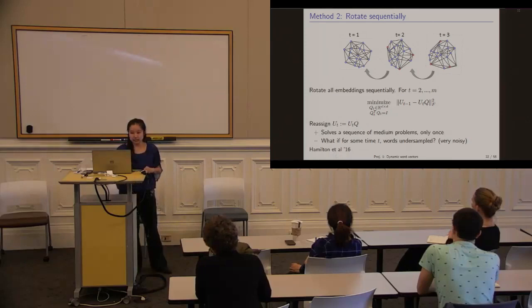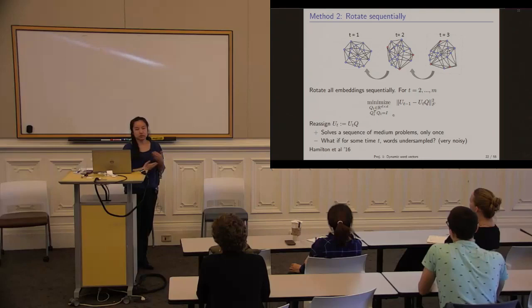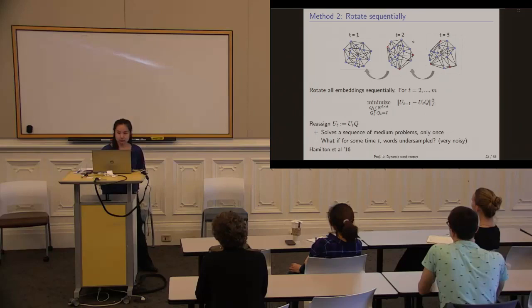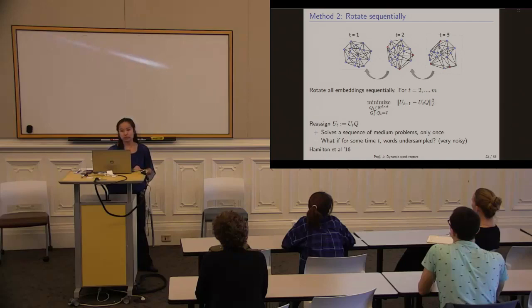So instead of a word and its neighbors, we're looking at the entire corpus. But there's another issue with it, which is that it doesn't really take care of this undersampling problem. So if I want to look at these three timescales here, I'm going to take this timescale and rotate it here, and take this one and rotate it here. What happens if this was a badly sampled year?